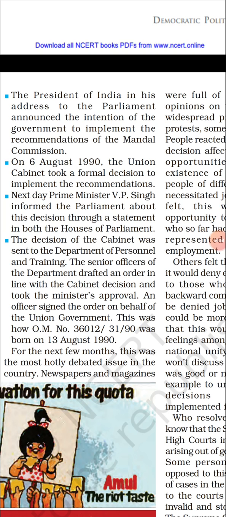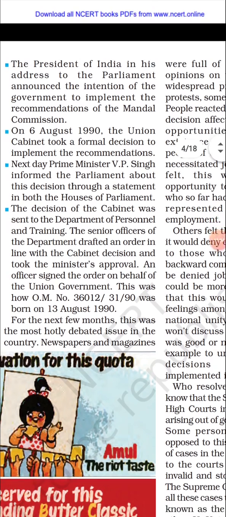So, when V.P. Singh became the Prime Minister, in the Parliament, with the presence of the President, he announced that the Mandal recommendation will be implemented. And on 6th August, the government of V.P. Singh decided to implement the recommendation. Next day, on 7th August, the Prime Minister informed the Parliament about this decision through a statement. They discussed with the Cabinet of Ministers in the presence of the President, and decided to implement the Mandal Commission. Then the next day, they informed the Parliament about their decision to implement the commission.